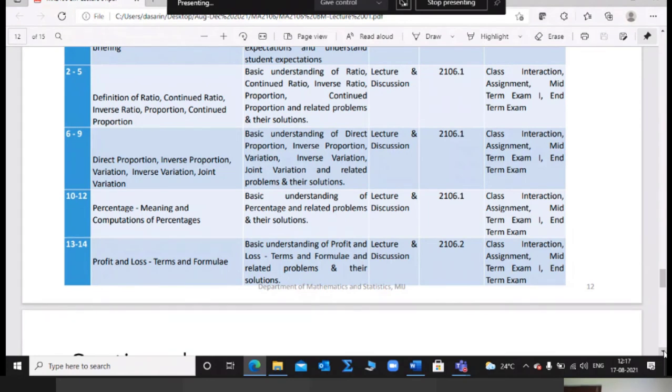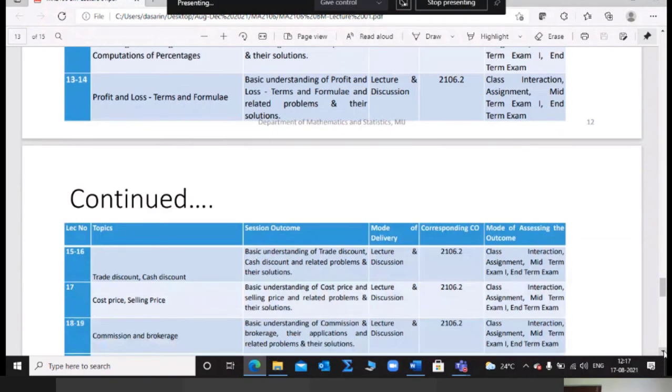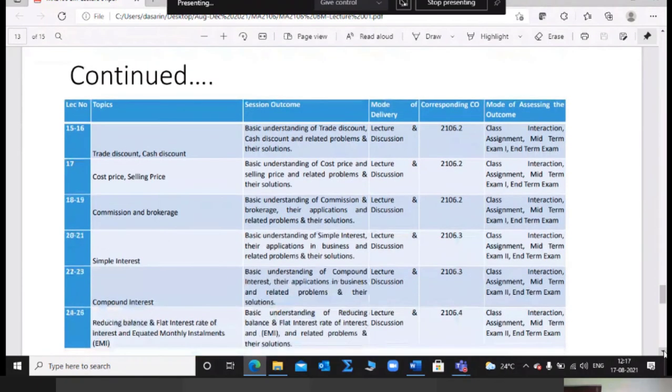Lecture number 13 to 14, we'll just start the profit and loss concept. What are the terms and formulas involved in the profit and loss? Lecture number 15, 16, two lectures were devoted for the trade discount, cash discount. Lecture number 17 is for the cost price, selling price. What is the relationship between the cost price, selling price with reference to the profit and loss?